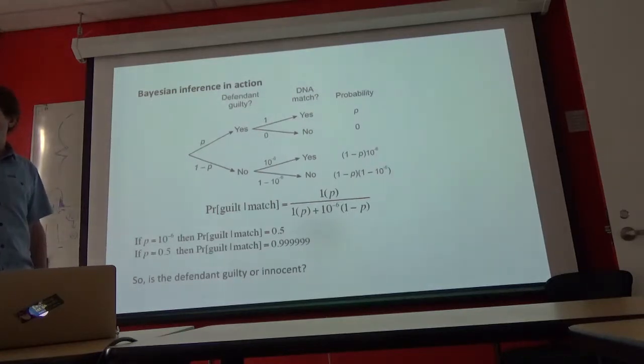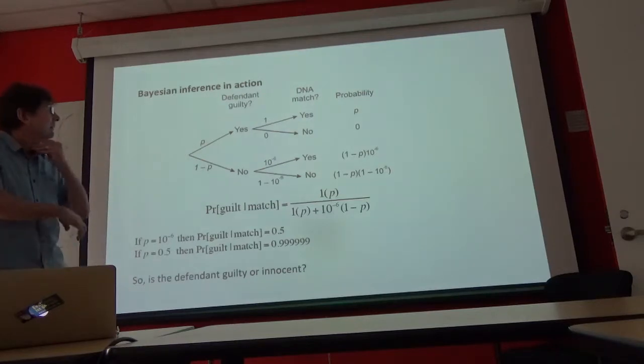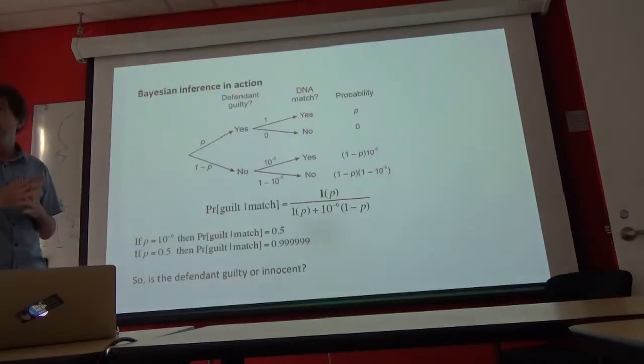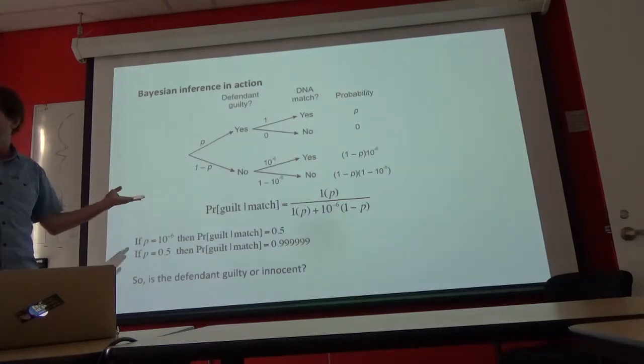Are we justified in saying anything other than that the prior probability that this person is guilty is just 1 in a million? Because it's a town of 1 million people and one of them is guilty, and this guy just came in off the street.